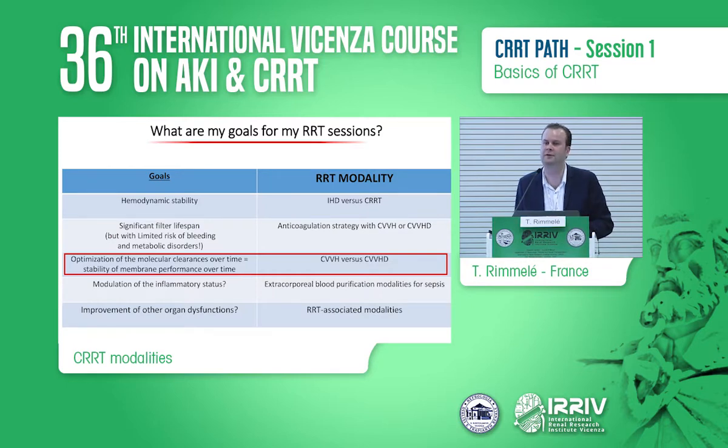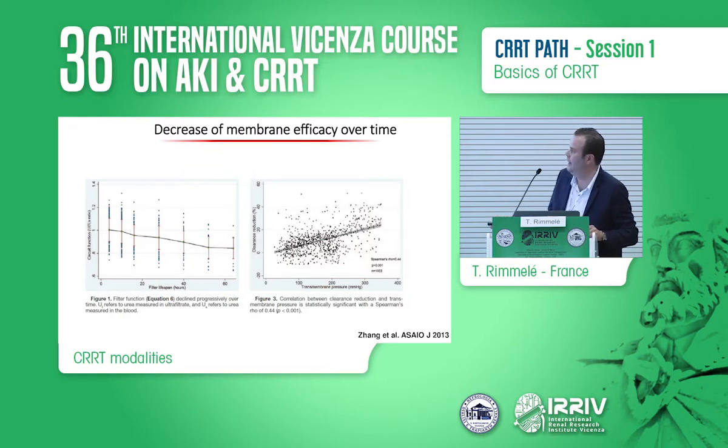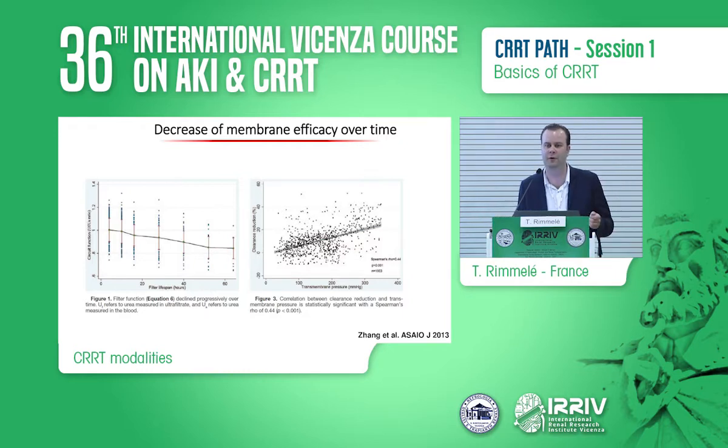So that's what about the anticoagulation strategy. Now let's finish with the optimization of our molecular clearances over time. So this is with CVVH. When you look at this, this is the time and this is the circuit function, the performance of the membrane. You see that, and we said that several times also today, with time, you decrease your membrane performance, and this is correlated with the transmembrane pressure.